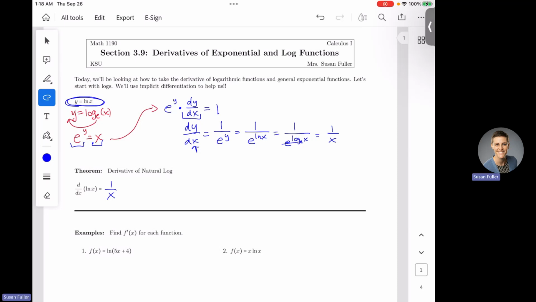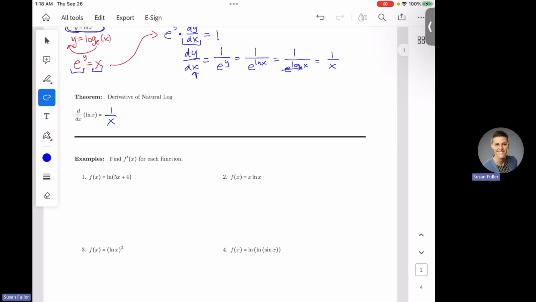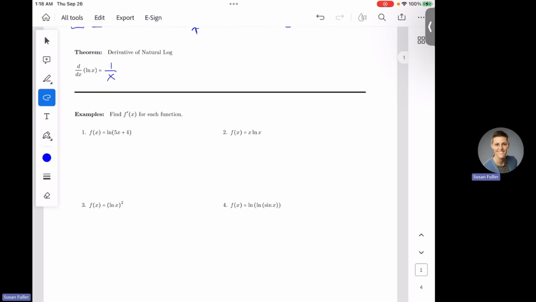So let's practice this. So now we're going to add this to our repertoire, and we're going to find the derivative of each of these functions. All right, I've got the natural log of 5x plus 4. I don't know what the derivative of this is. I know the derivative of ln x, but this isn't just an x. This is stuff, which means this is a chain rule. We're going to have to apply a chain rule to this.